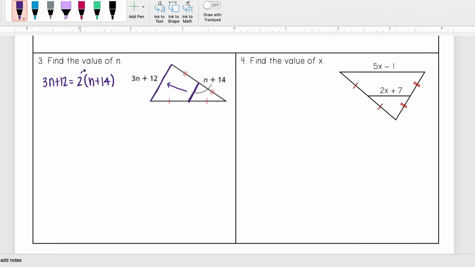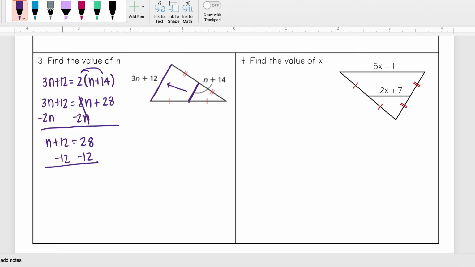So now when I go ahead and solve, I'm going to distribute my 2. So I get that 3n plus 12 is equal to 2 times n, which is 2n, plus 2 times 14, which is 28. Subtract 2n from both sides. And I get n plus 12 is equal to 28. And then I'm going to subtract 12 from both sides. And I get that n is equal to 16.